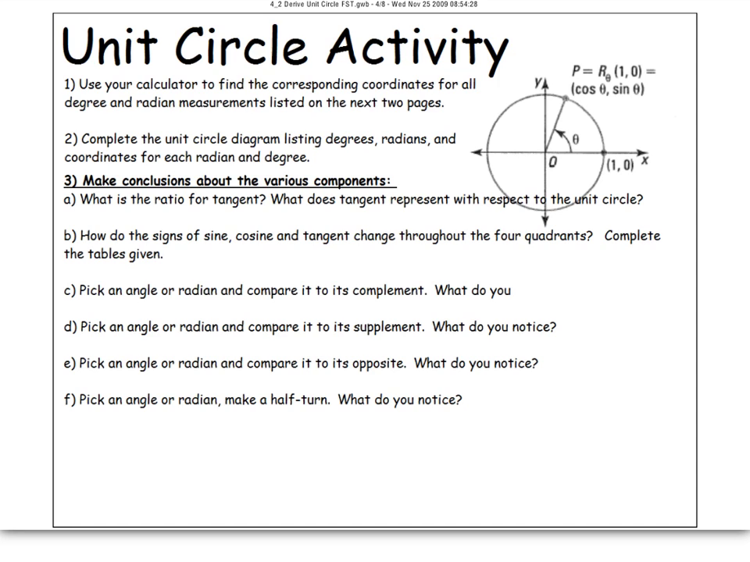So let's just use that concept for this activity. We're going to derive the actual unit circle. And in this section, we just do approximate values. So what we're going to do is really just focus on steps 1 and 2. We're going to use the calculator and find the corresponding coordinates for all degrees and radian measurements. And then we're going to complete the unit circle. So let me show you how it works.